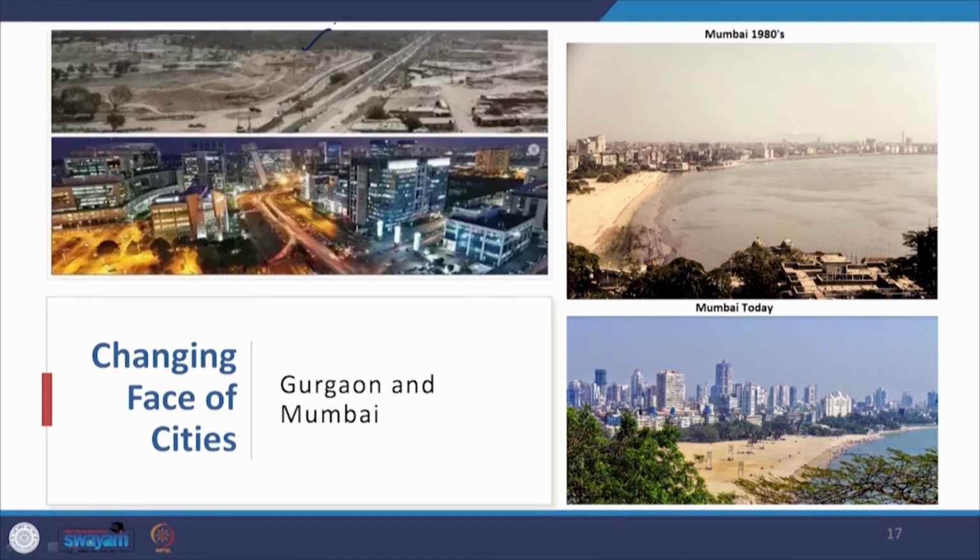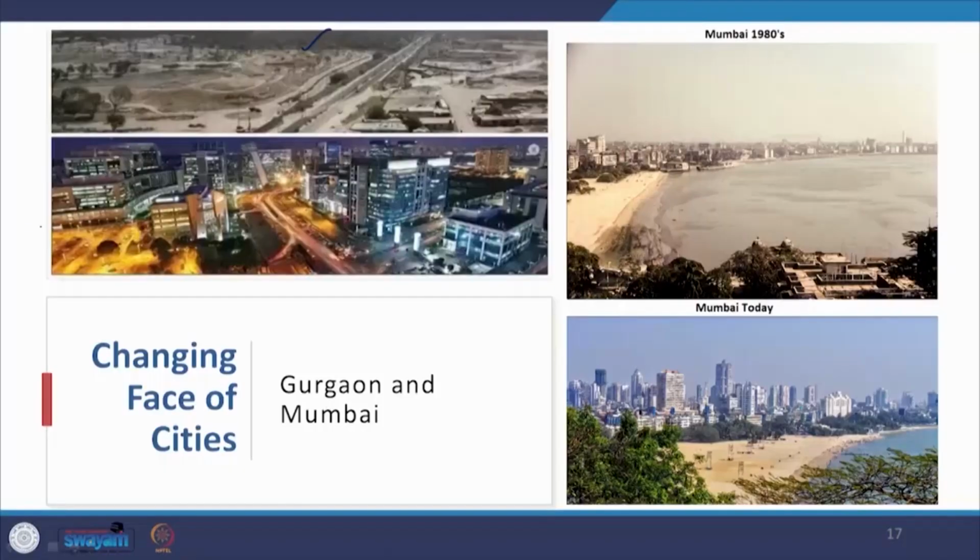This was Gurgaon, I believe, something like the 1980s, 1970s, maybe a little earlier, and this is what Gurgaon is today. This was Mumbai in the 1980s, and the same shot taken from the same spot today, this is what Mumbai is, all over. This entire city has come up in this vast conglomeration of this amazing amount of construction taking place. So, that's the aspect of urbanization.